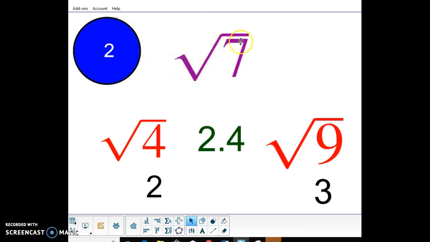Step 2. Remember, we're trying to figure out the square root of 7. Here is the square root of 4 and the square root of 9. Now I'm going to take a guess about the number just after the decimal place. So I'm going to say it's in between 2 and 3, so I'm going to say it's 2.4.